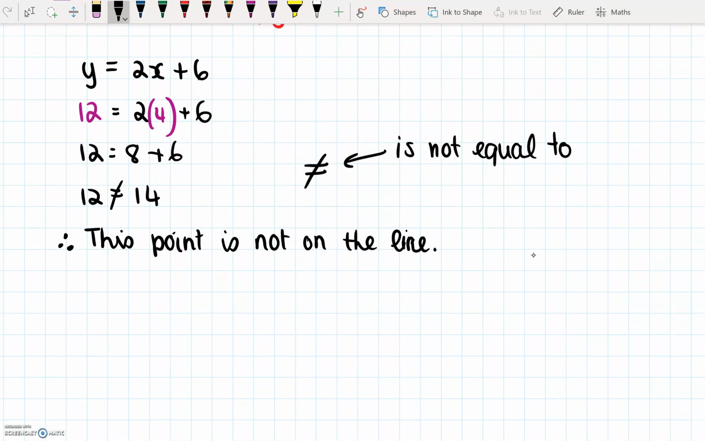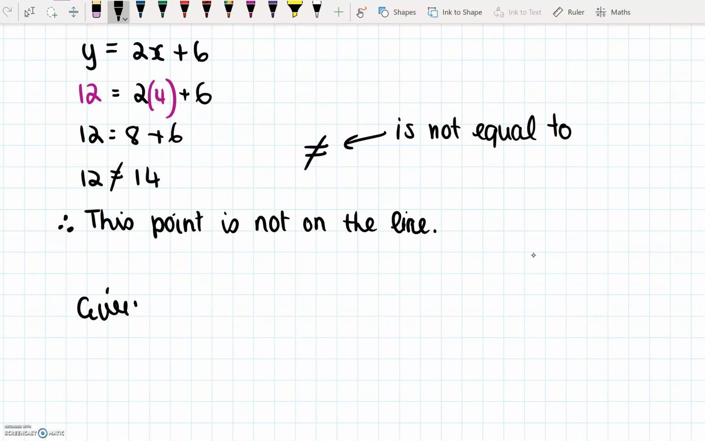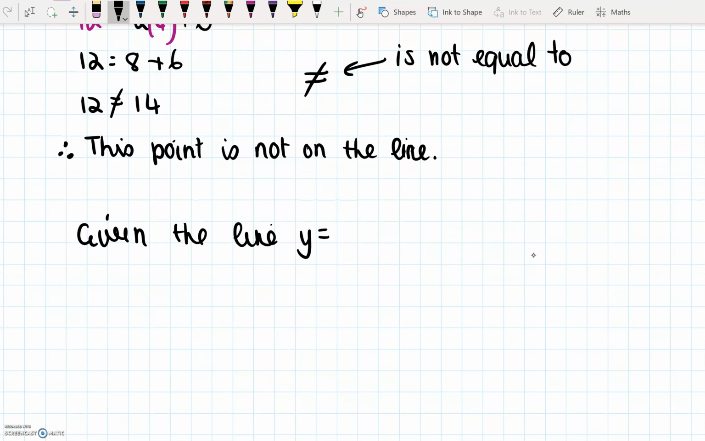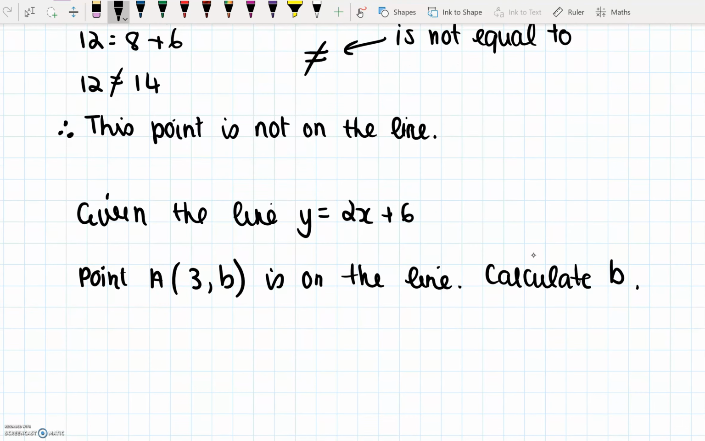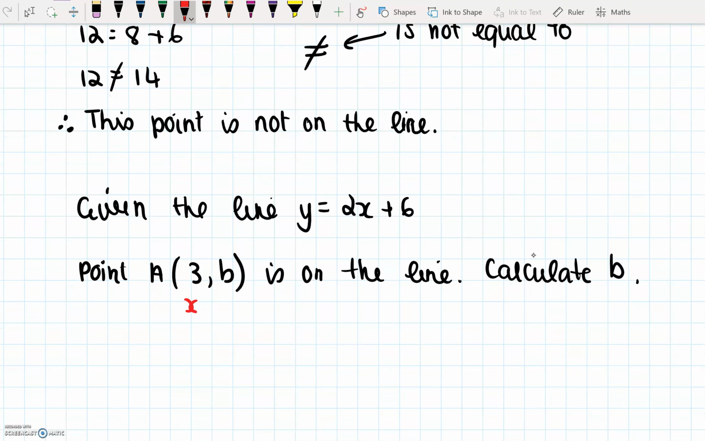Okay, you might also get something like, given the line, we'll use the same one, y equals 2x plus 6, point A, and it's going to be, let's say, (3, B) is on the line, calculate B. Okay, and we need to use a similar strategy. So we know that this is x and this is y. And we can substitute this in for x and y in our formula.